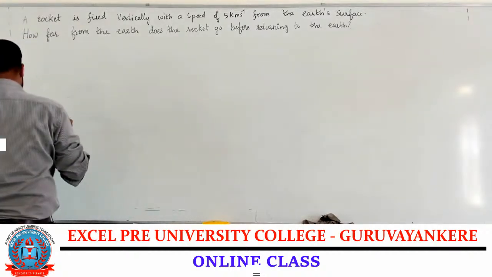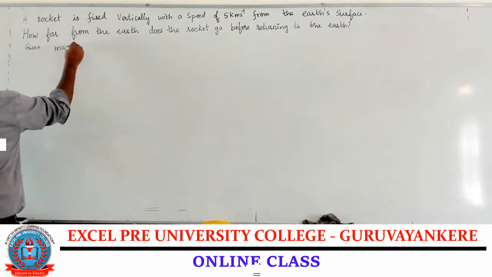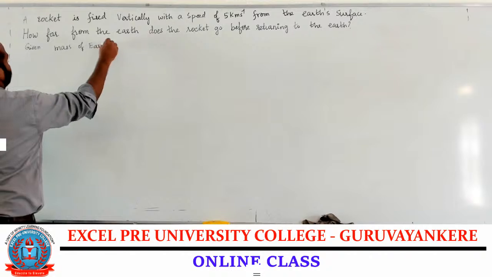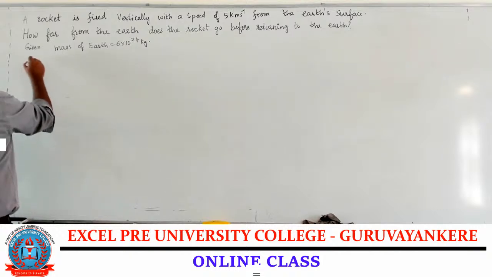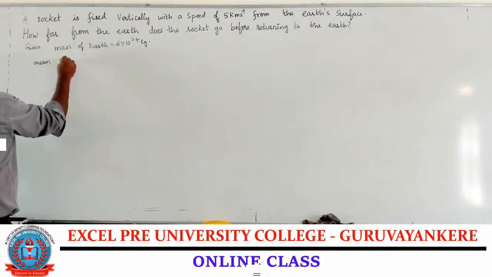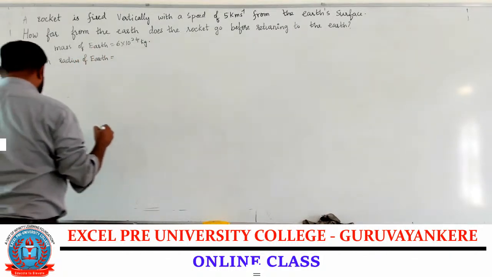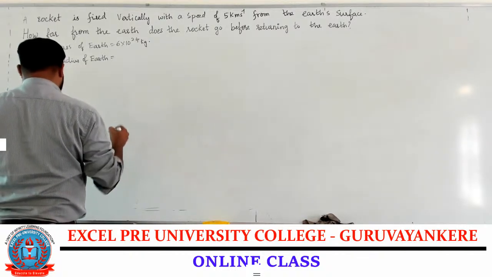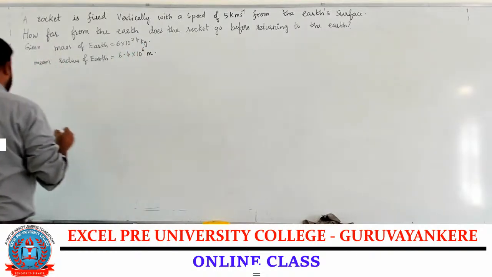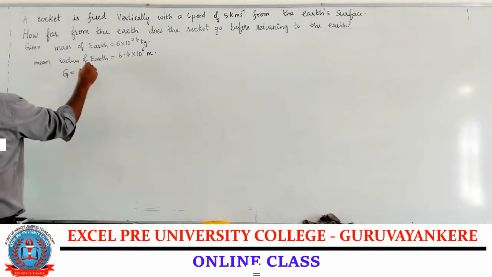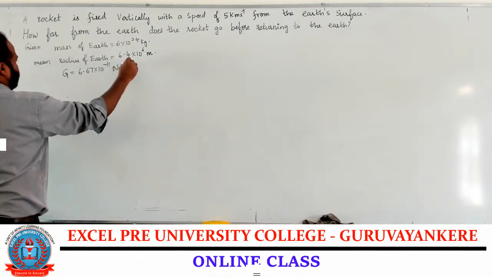Given: mass of the earth 6 into 10 to the power 24 kg, mean radius of the earth is equal to 6.4 into 10 to the power 6 meter. I told you these values. Universal gravitational constant 6.7 into 10 to the power minus 11 Newton meter square per kg square.